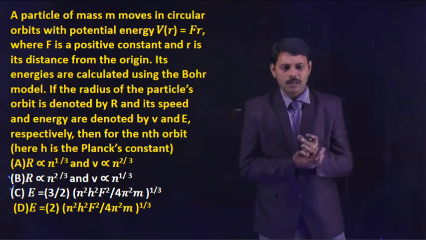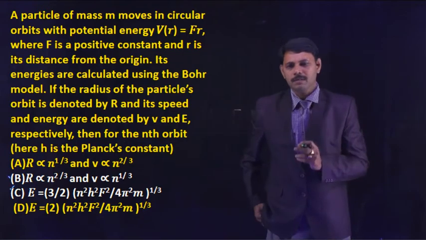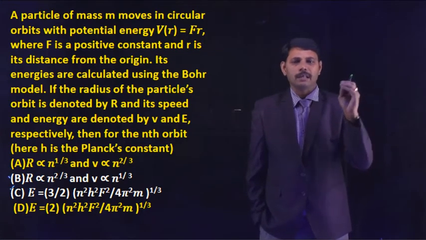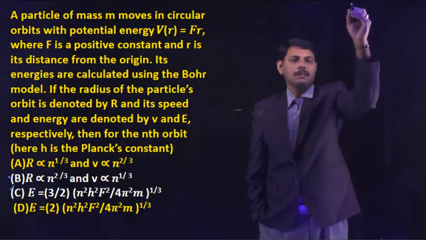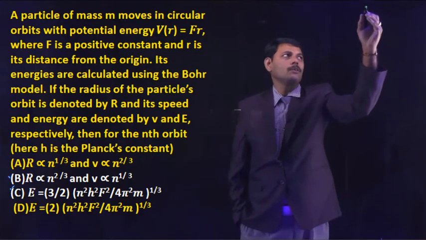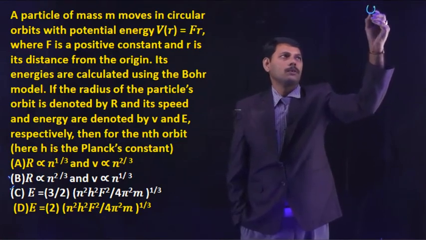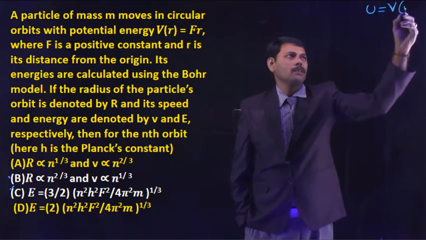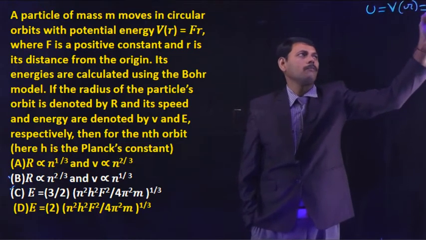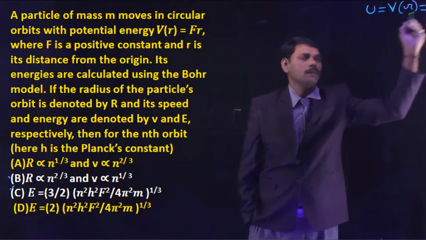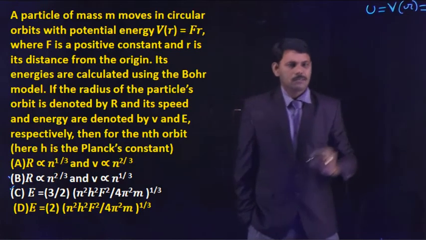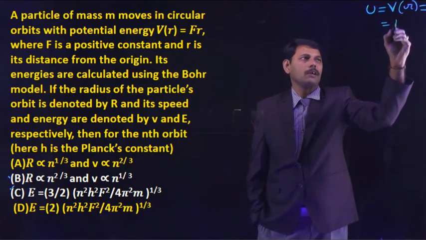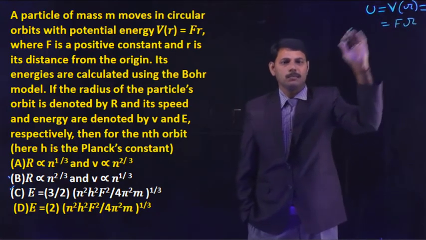A conceptual problem belonging to atoms. A particle of mass m is moving in a circular path with its potential energy. Generally, we denote the potential energy by U. Now it is given by the formula V as a function of r is equal to F into r. Once again, I write here, U is equal to V(r), that is equal to F into r. This is potential energy.